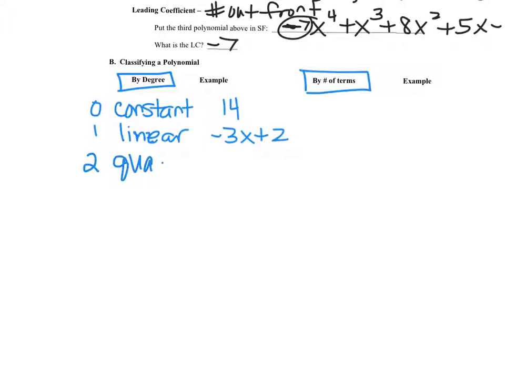Quadratic. So these are called quadratic. And so an example of quadratic could be something like negative 10x squared. Okay, I could have more stuff on that, but negative 10x squared is a quadratic.